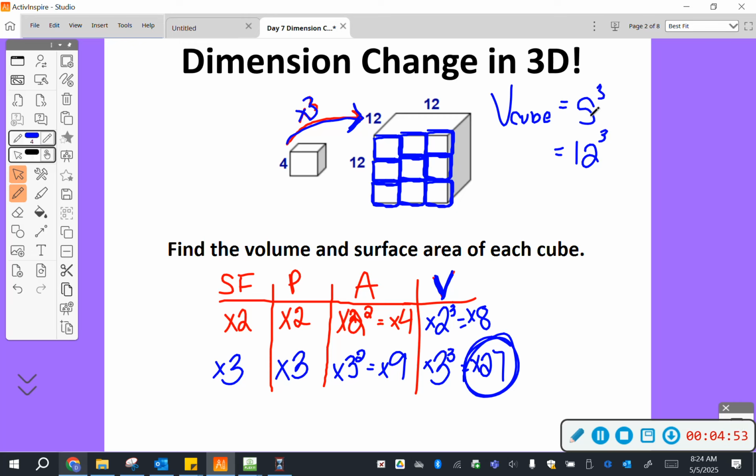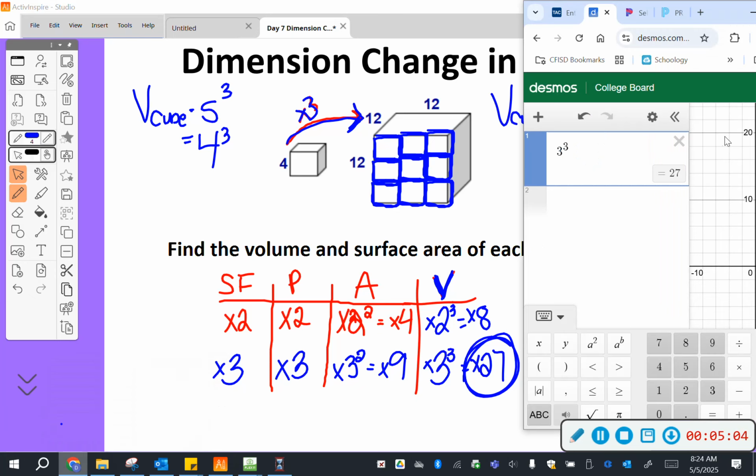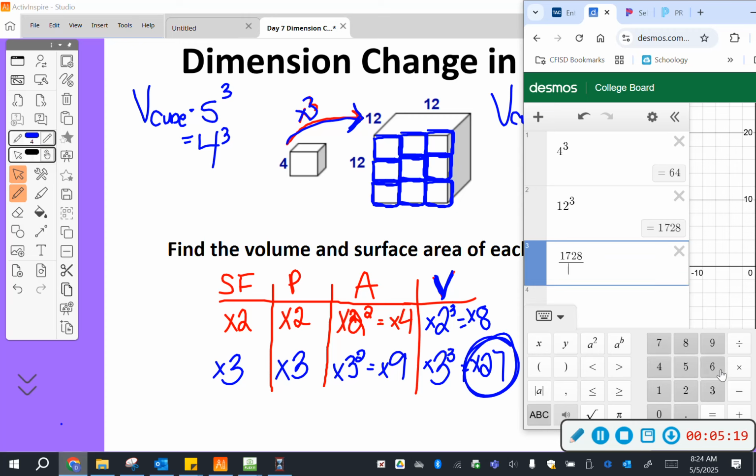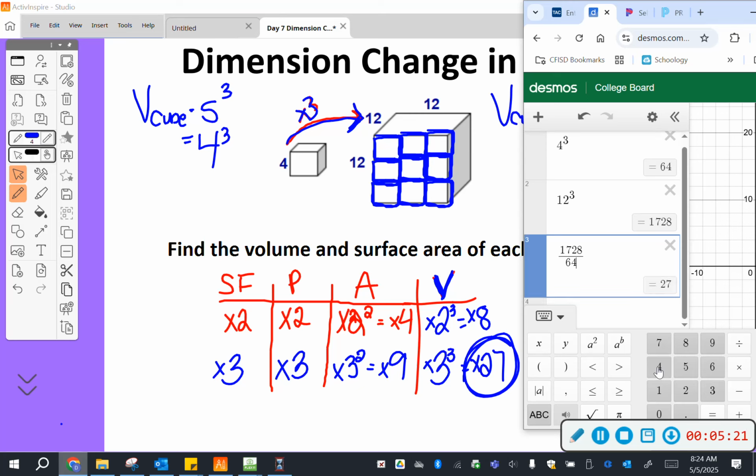Alright. And then if I wanted to find the volume of this small cube, look up please. Again, I would do S cubed. What's my small one? 4 cubed. So in Desmos, I'm going to do 4 cubed, and I'm going to do 12 cubed. And what would I do to figure out how many fit inside? Not subtract, divide. So I'm going to divide 1728 divided by 64. How many fit in? 27.